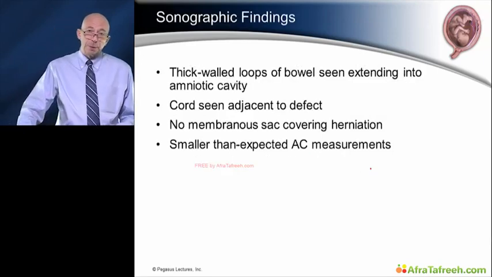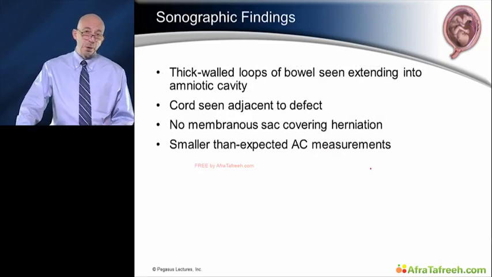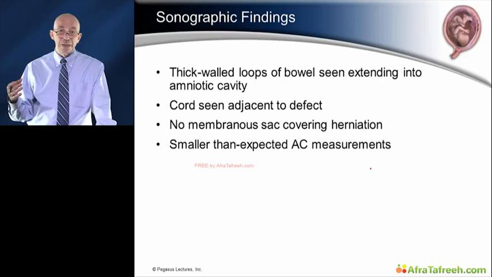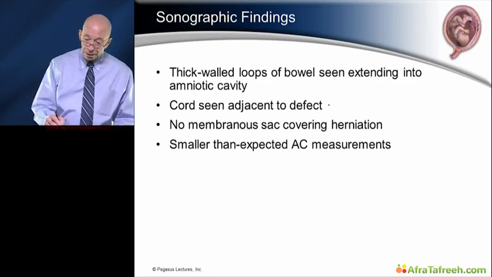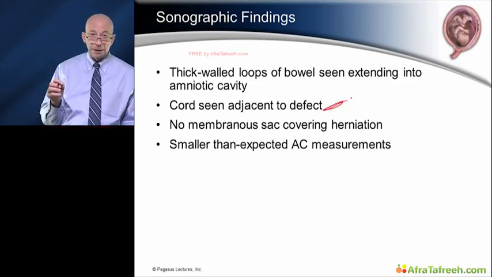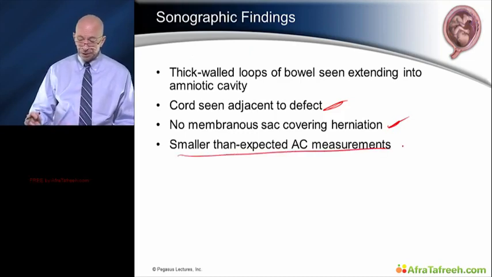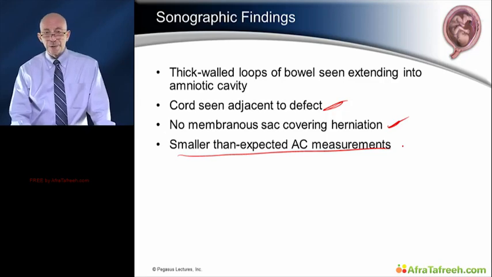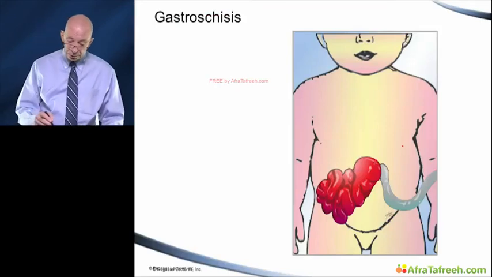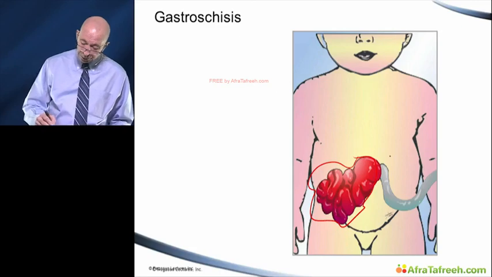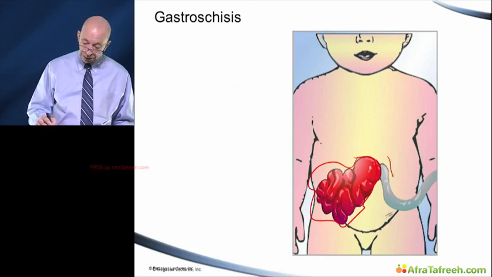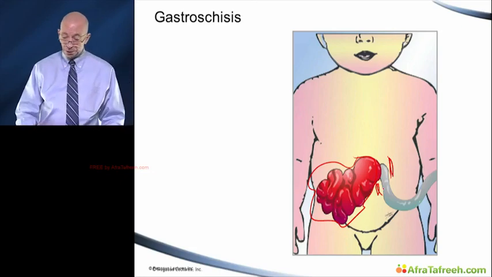Sonographic findings include the presence usually of thick-walled loops of bowel seen extending into the amniotic cavity and sometimes free-floating in the amniotic cavity. The cord is identified adjacent to the defect. There is no membranous sac covering the herniated contents, and also for the same reason, the abdominal circumference measurements will be less than expected. The schematic demonstrates the herniation of bowel loops from a defect in the anterior abdominal wall adjacent to the cord insertion.